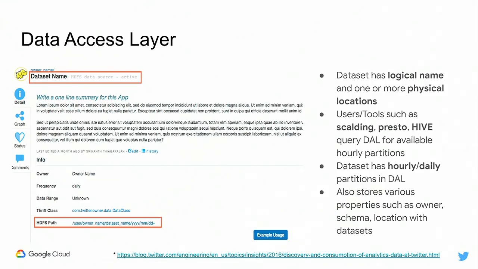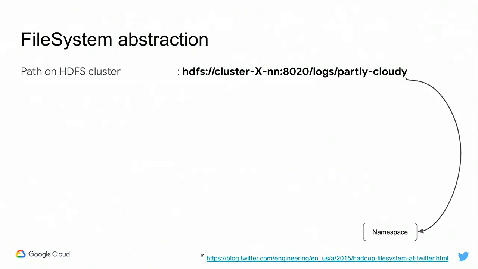So there is some more information in some of the blogs about this. I also want to touch upon, we are now talking about a lot of data spread across many different clusters, right? How do we identify this?